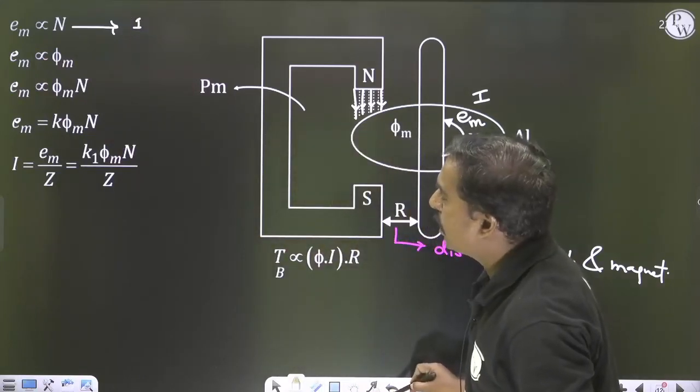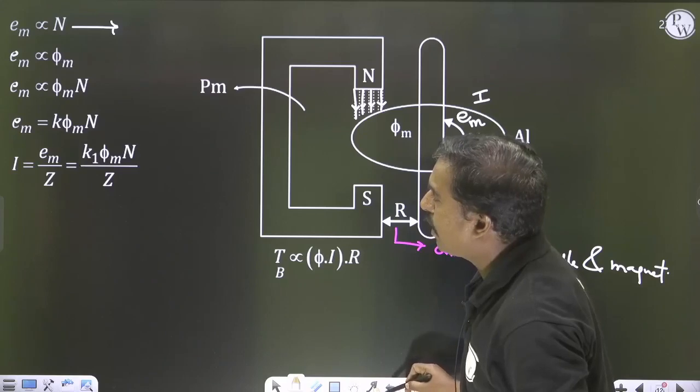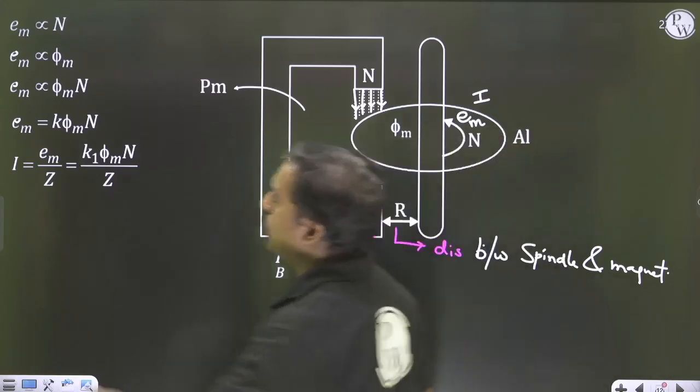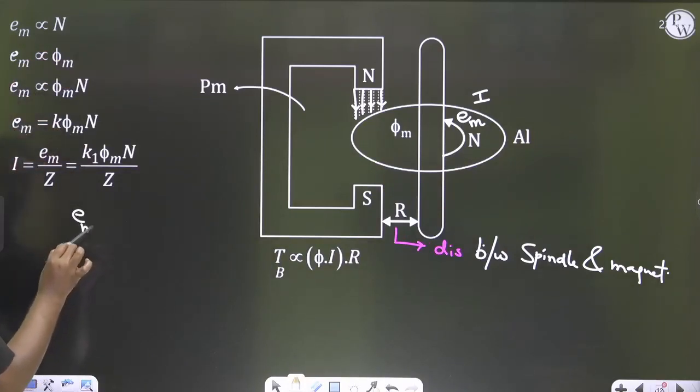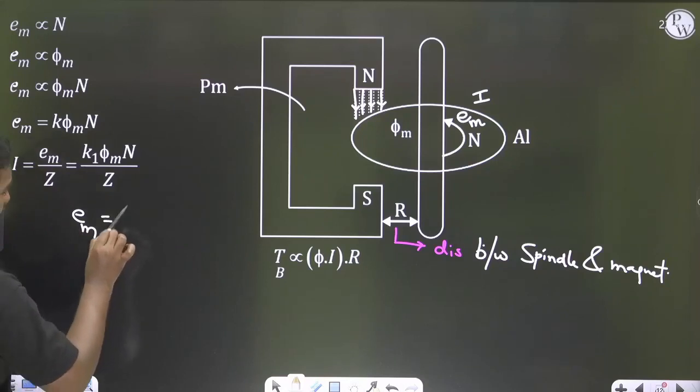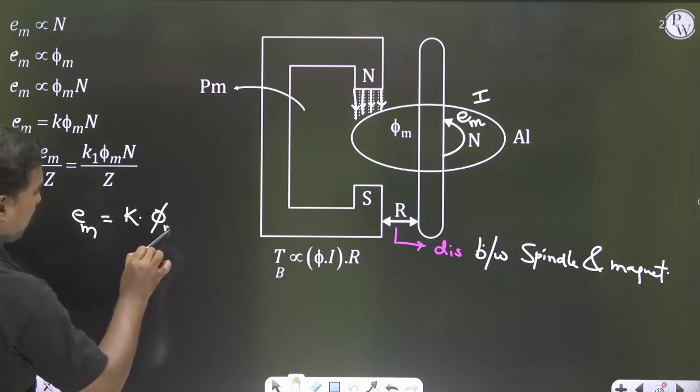And this particular EMF induced in the aluminum disc due to the magnet is proportional to phi m and n. So if I remove the proportionality, I am going to get a constant. So if you remember this, EMF induced due to magnet is equal to K into phi m into n.